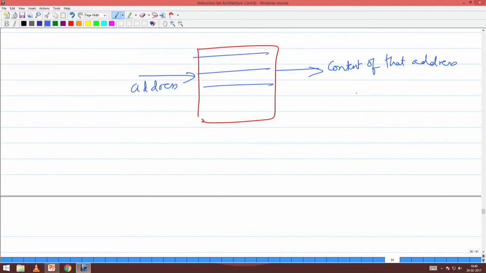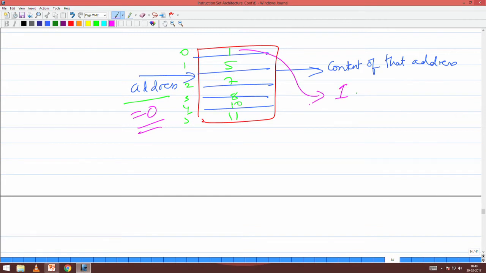So let us say the contents are 1, 5, 7, 8, 10, 11, and the addresses are 0, 1, 2, 3, 4, 5. When I give 0, I get 1. When I give 5, I get 11. So I give the address and get the answer. This is a normal memory.